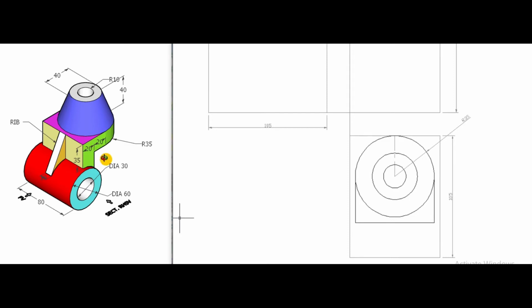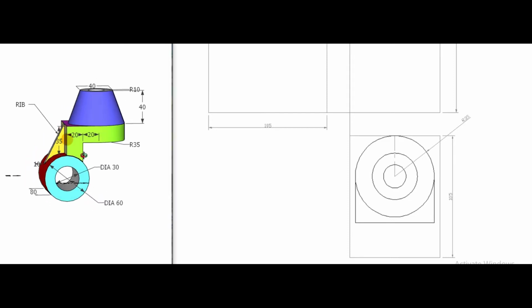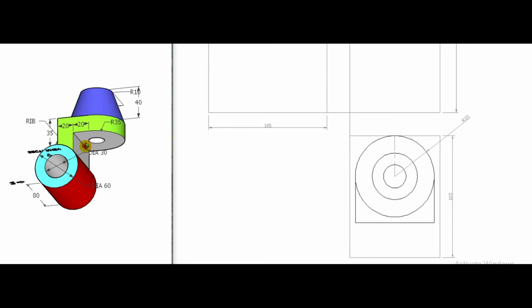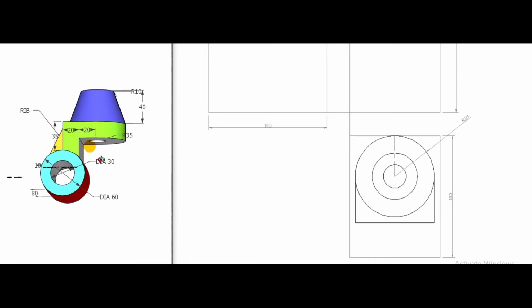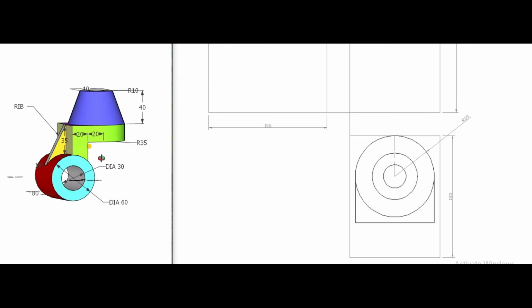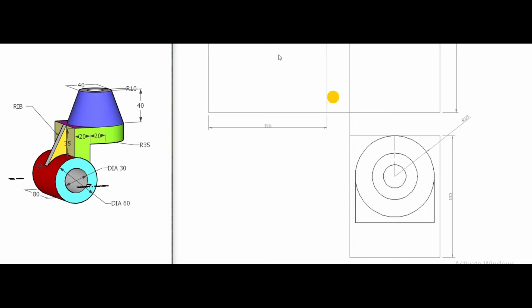Now we have to show this edge, which is not visible. This edge is 20 millimeter from the center line. So we have to draw the hidden line, which is 20 millimeter. So go 20 millimeter in the downward direction.